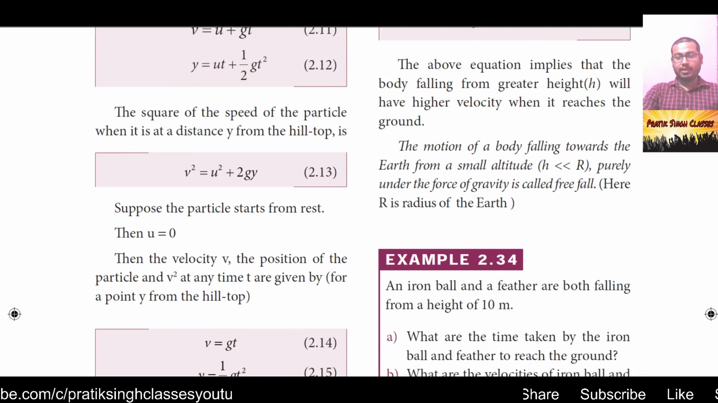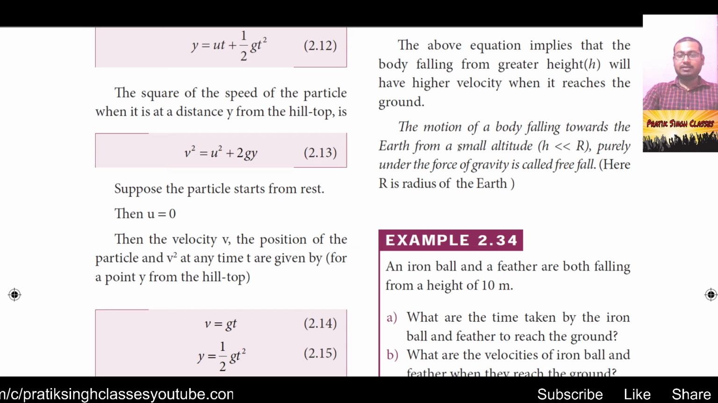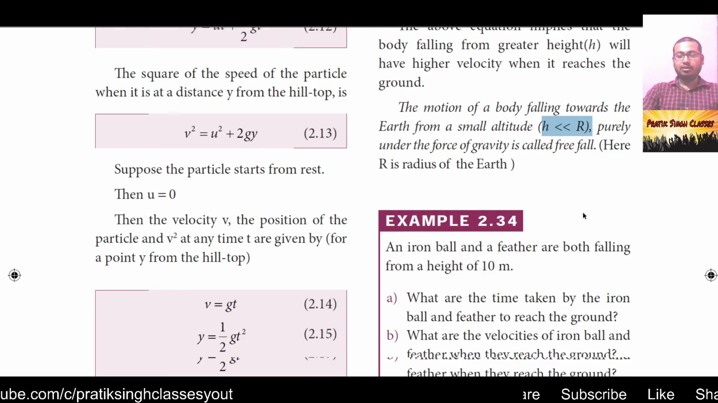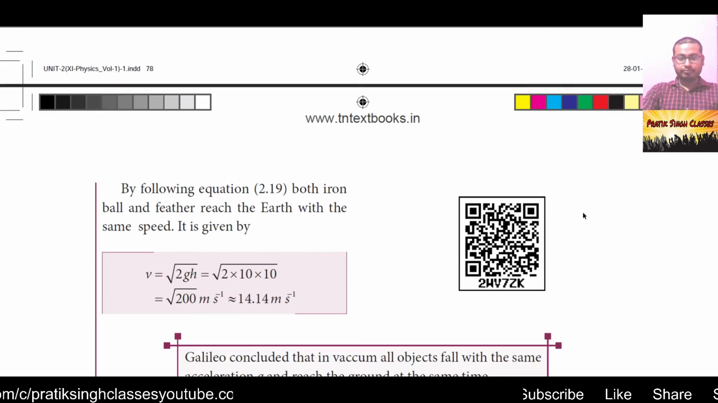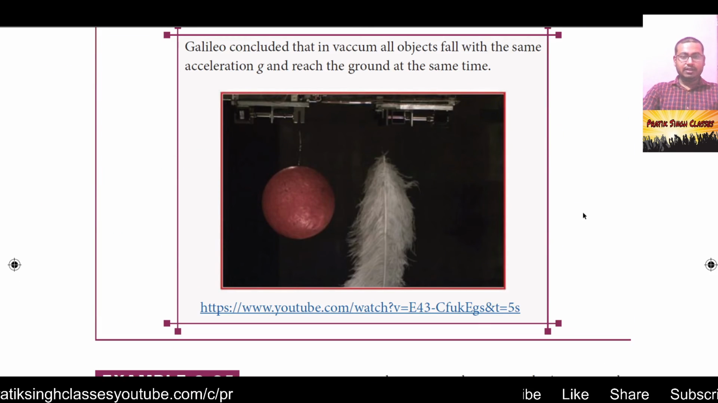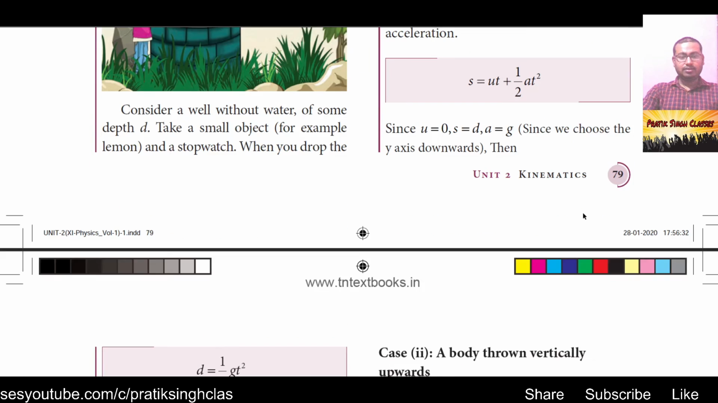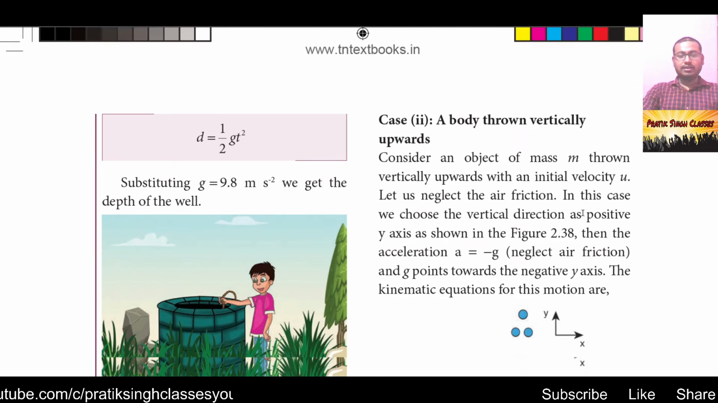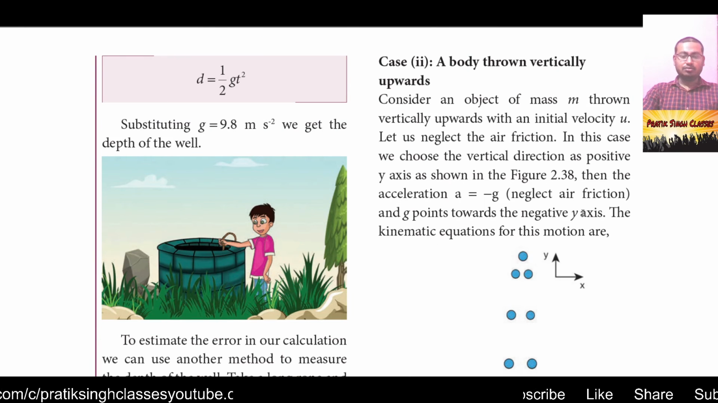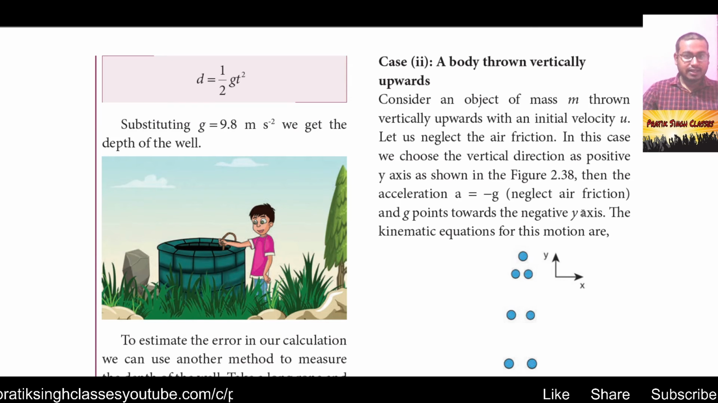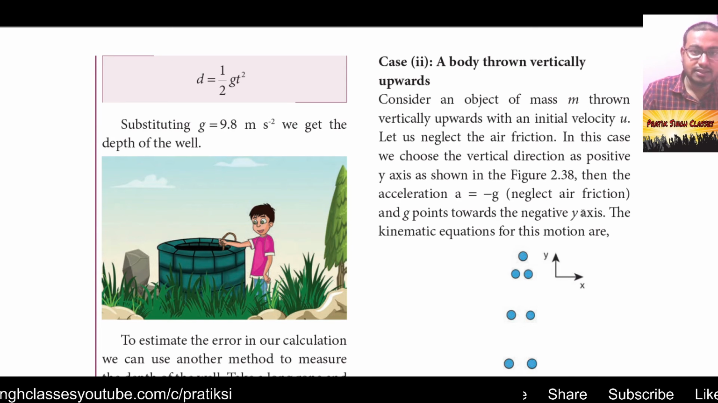The motion of a body falling towards earth from a small altitude, where h is very much less than capital R, the radius of earth, purely under the force of gravity, is called free fall. Here the examples are given. If you wish, you can do them, and if you have any doubt, you can ask me how to do the calculations. Then we will see another case, that is a body thrown vertically upwards.